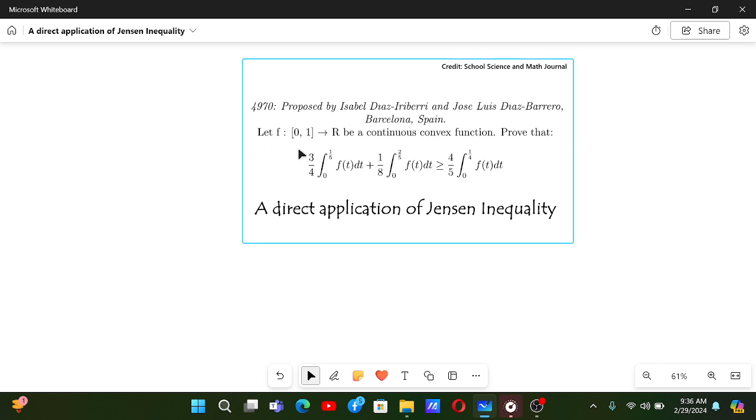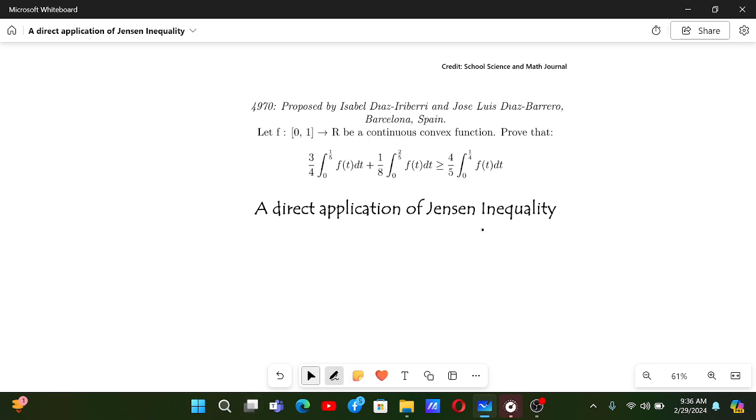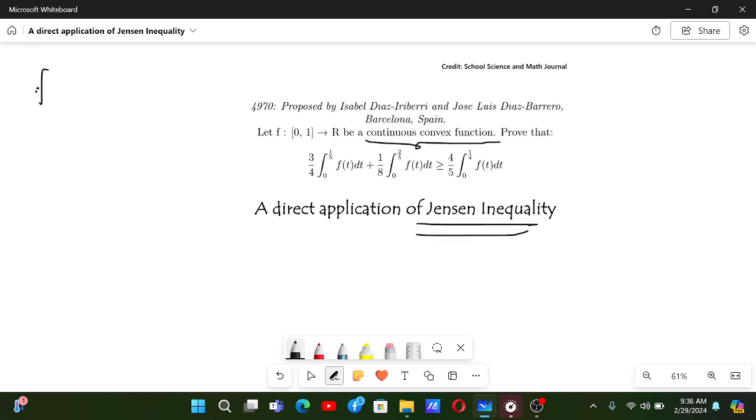And this states that the function has domain 0 to 1 and range as real numbers, and this is a convex function. So this is an important thing to notice, that this is a convex function. So that's why in Jensen inequality, what happens is, basically, if we have f of x convex in some domain, that means like this.